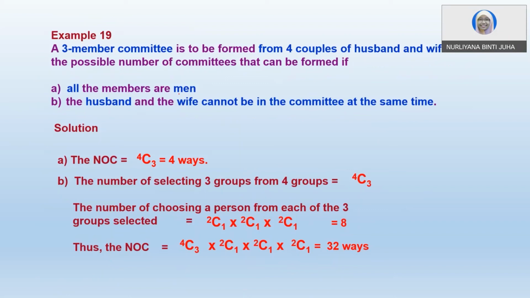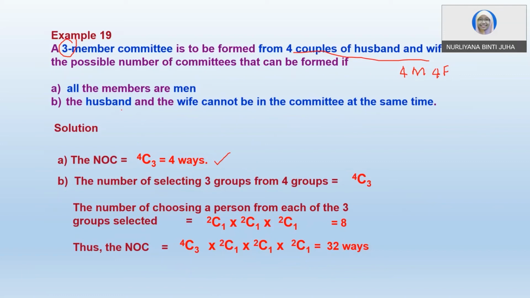All the members are men, meaning you have 4 men. 4 couples, husband and wife, maksudnya you have 4 men and you have 4 women. Okay. So out of 4, dia kata all the members are men, but we only need to pick 3. So 4 choose 3. So this is for all men.